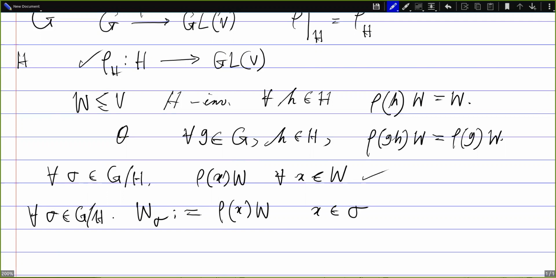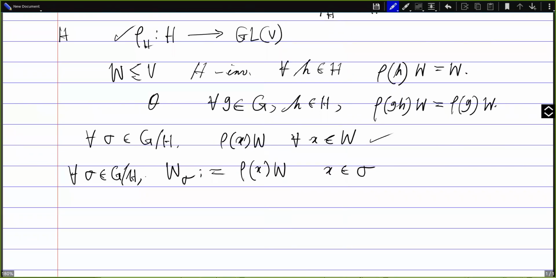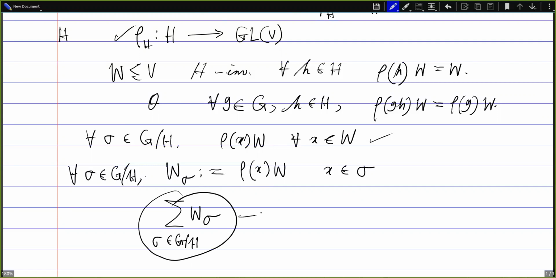So for any coset, we have a subspace. Now we can take the sum of these subspaces. I don't know whether it is direct or not, but currently we're just considering it as a sum. So from the very definition of W_sigma, this turns out to be G-invariant.